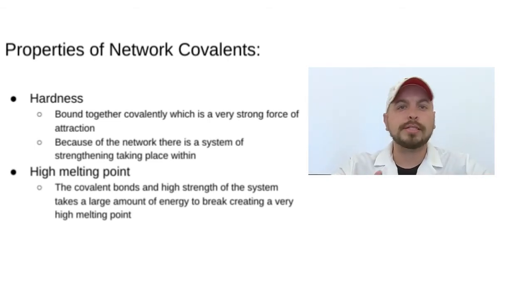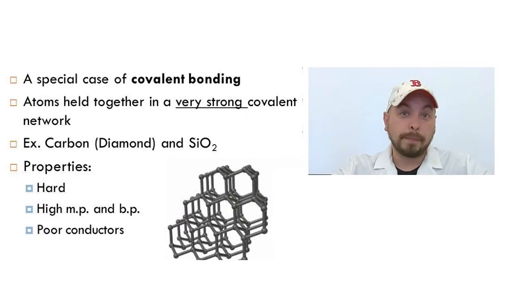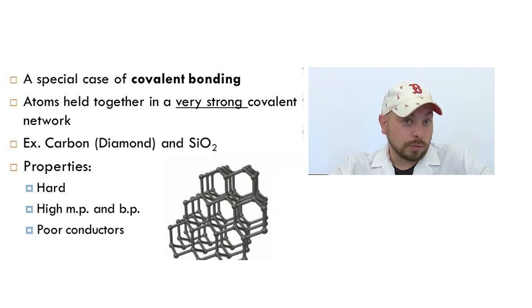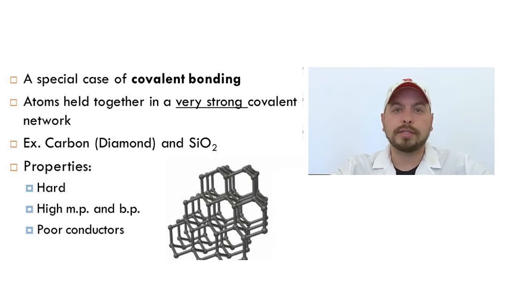We're actually using similar network covalents now in the form of something called graphene, which is a very, very functional network covalent of carbon that has a lot of potential utilities going forward in the future. So in general, network covalents are going to be hard and have high melting points. And in general, almost all the network covalents that we are presented in this course are going to be carbon or silica based.